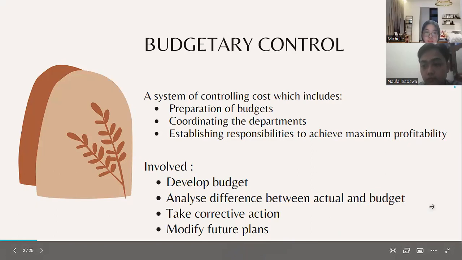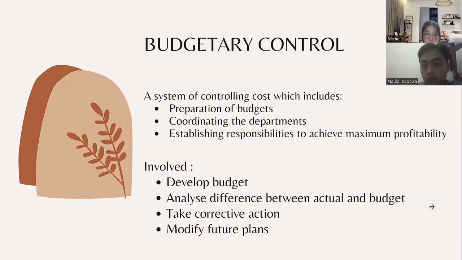Budgetary control involves developing the budget, analyzing the differences between the actual and the budget, taking the corrective actions, and then modifying future plans.